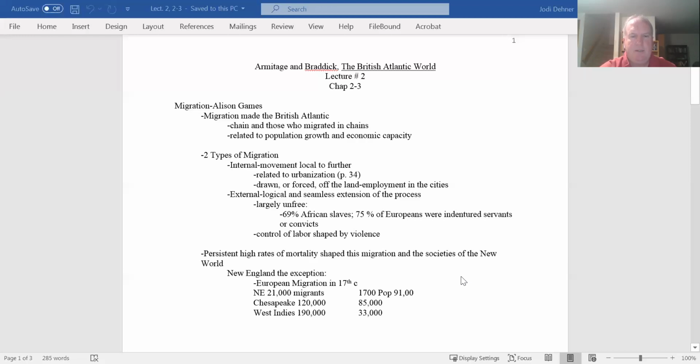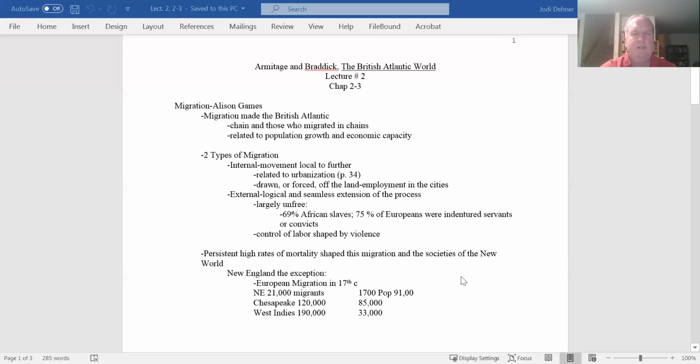The Chesapeake colony, so Virginia, the Carolinas, you had 120,000 people emigrate to the Chesapeake colonies. By 1700, you had 85,000. So not only did it not naturally grow, it actually declined. So you had a drop off. You had less population, people living there in 1700 than the people who moved there over the course of the century.